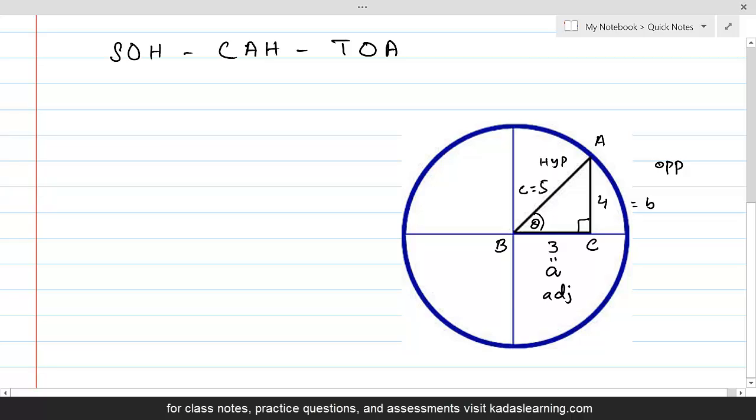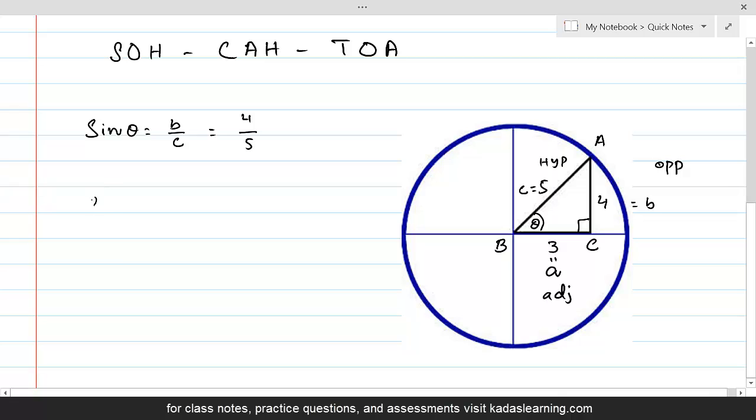And if we were to define the ratios sine, cos, and tan, then using SOHCAHTOA, S means sine theta is equal to opposite over hypotenuse. What is opposite? That is B over C, which is equal to 4 over 5, because 4 is opposite and 5 is hypotenuse.